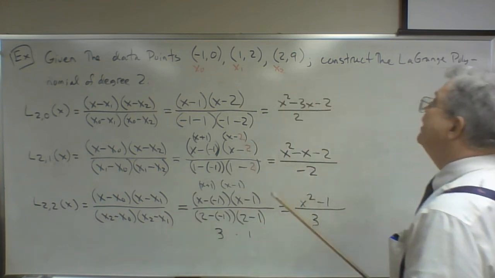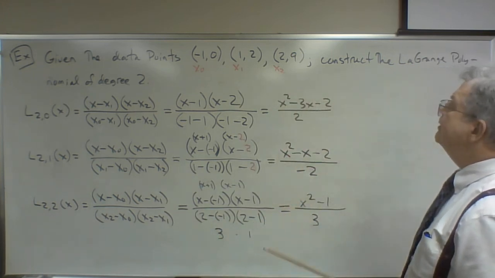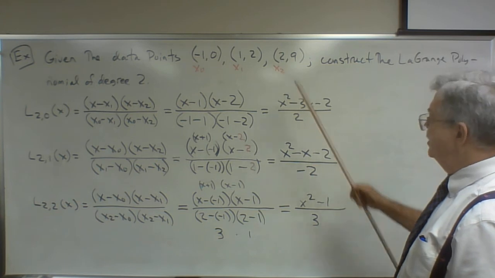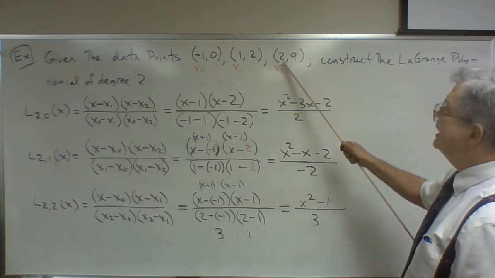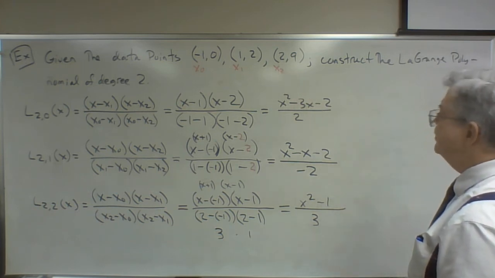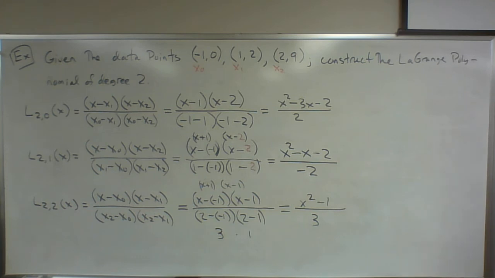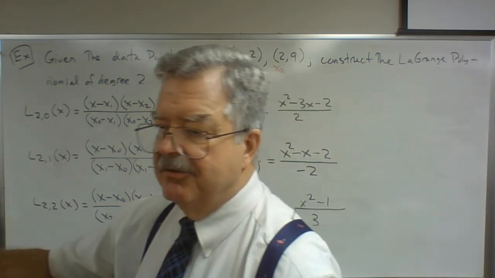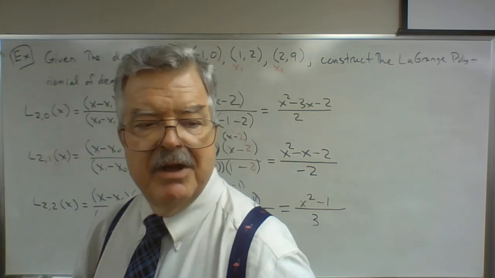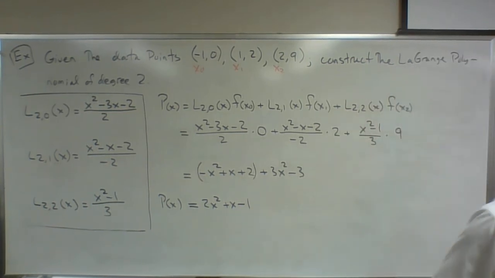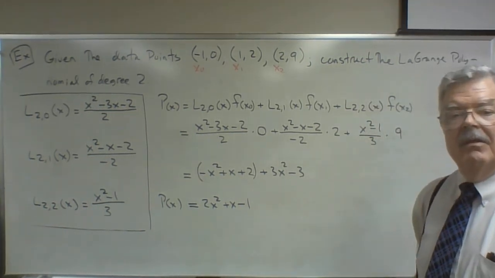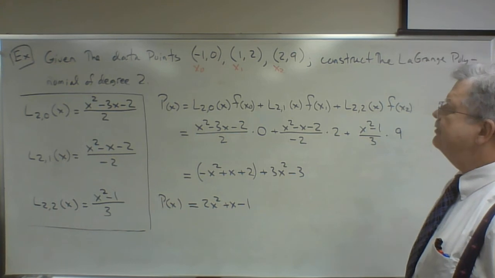Beautiful. Now when we plug in x of 2, we get 2 squared minus 1 is 3, over 3 is 1. So when we plug in x of 2, we get 1 just like we should. Okay? We've got our Lagrange coefficients. Let me tidy things up a little bit. Okay, let's see how this shapes up.